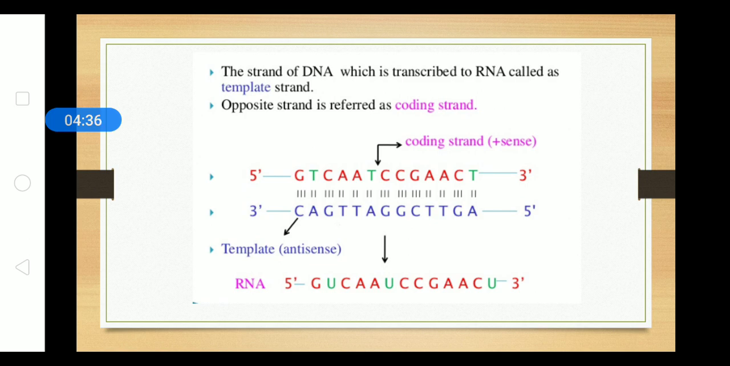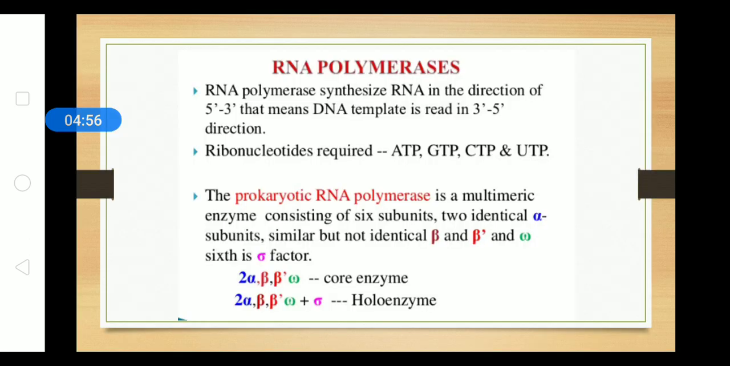The template strand is that strand of the DNA which is transcribed to RNA, that is, the strand from which the RNA is formed is termed the template strand. The other is known as the antisense strand. There are some essentials to complete the process of transcription.